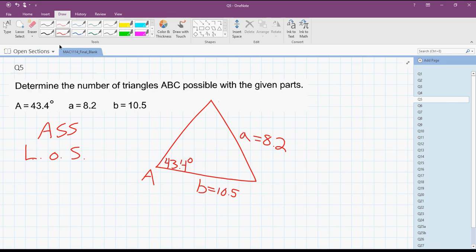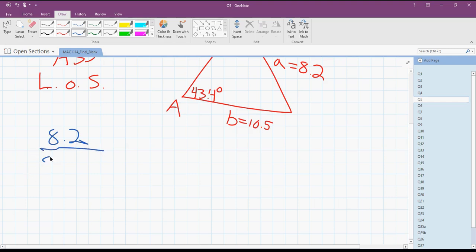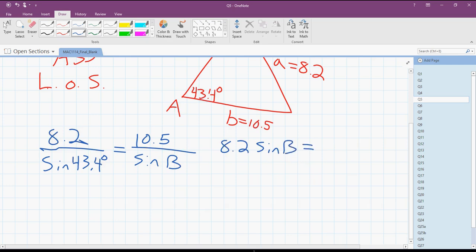All right, so what angle are we actually going to figure out because of this case? Who is the angle we're going to figure out? It has to be B, because we know the side and the angle for A, and we know the side, and then we do not know the angle for B. So everything's going to be based around knowing what B is. All right. So setting up my law of sines, we've got 8.2 over sine 43.4 degrees equal to the 10.5 over sine of B. And again, it's still cross multiplying just like normal. So you'll have 8.2 sine B equal to 10.5 sine 43.4 degrees.